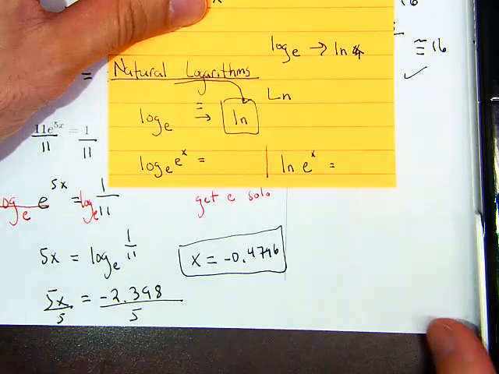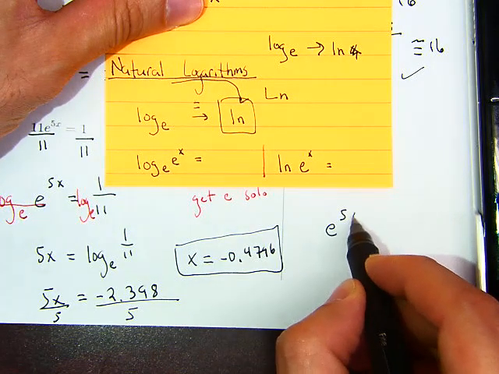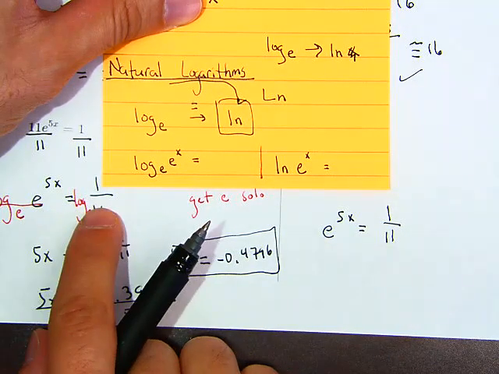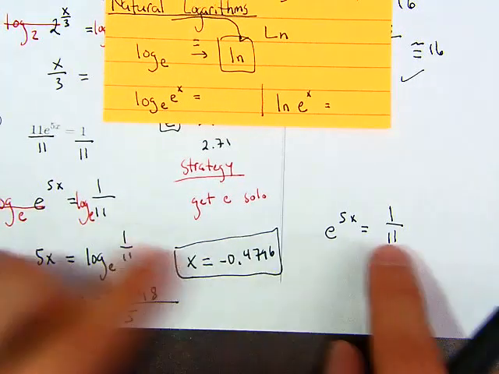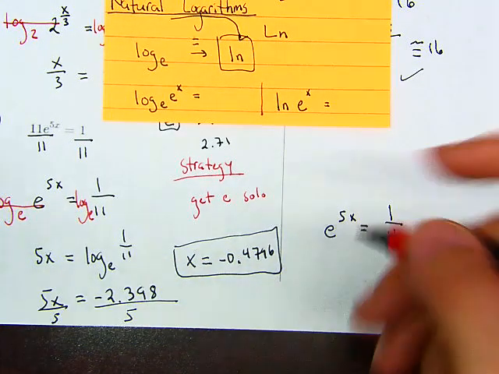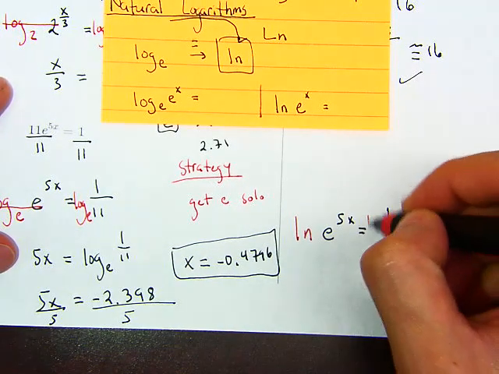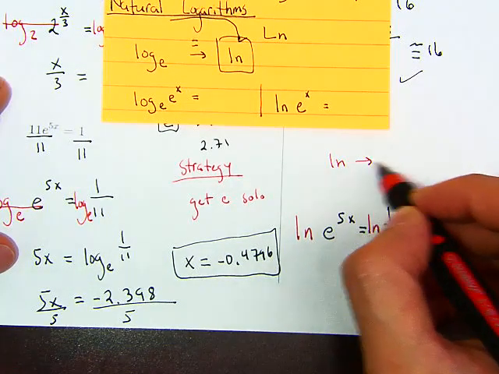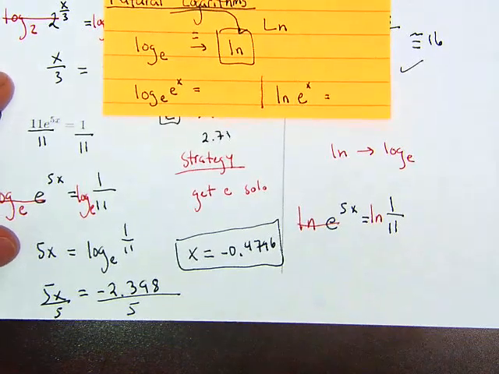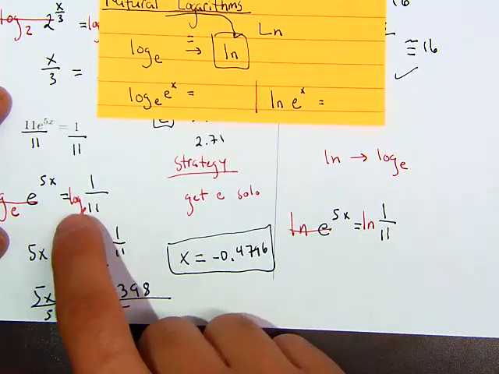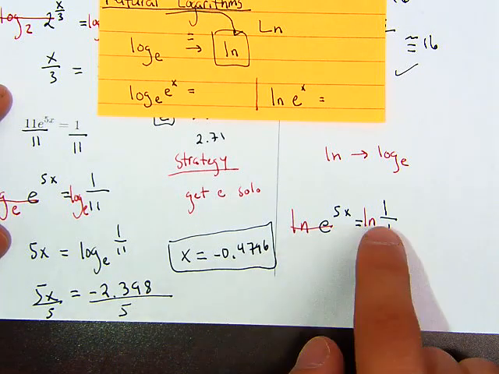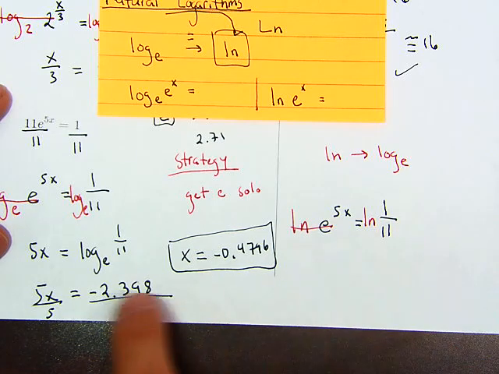The idea is if I have e to the 5x is equal to 1 over 11, right? You see how we were at this point, and what did we do? We took log e on both sides. But what you should do is you could just take the ln on both sides. And if you take the ln, remember the ln is the same as the log base e, and this cancels. And look what happens. You see, when you did log base e, you got this negative 2.398. So if I take the natural log of 1 over 11, I should get this negative 2.398, and it will work.